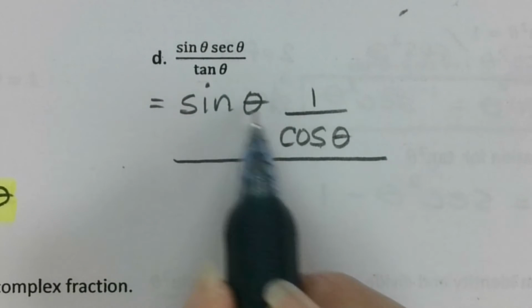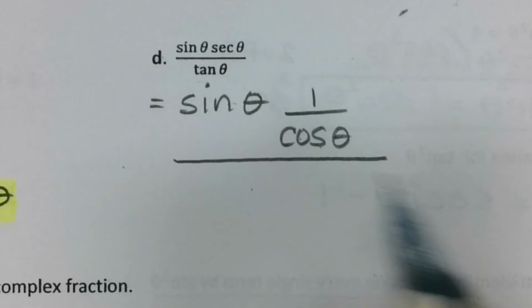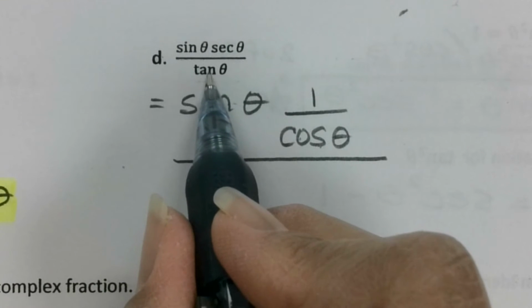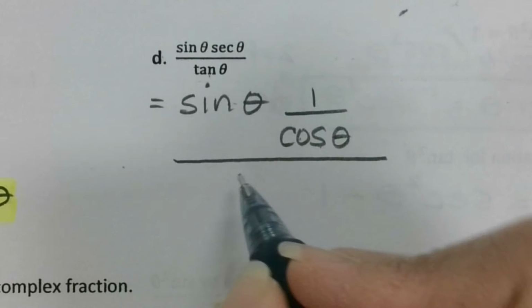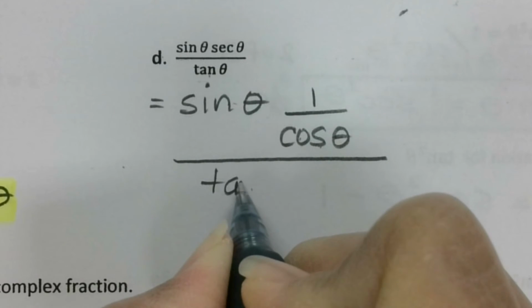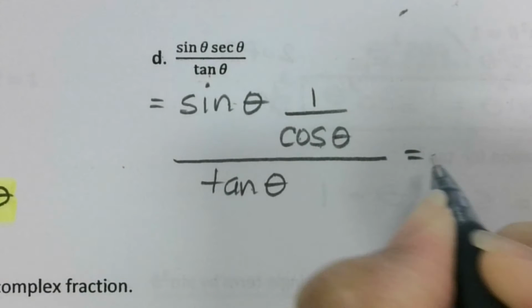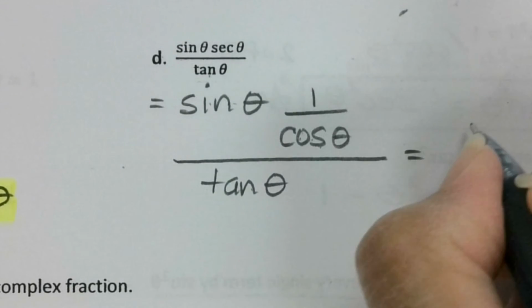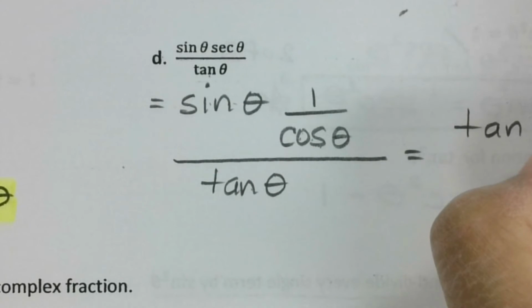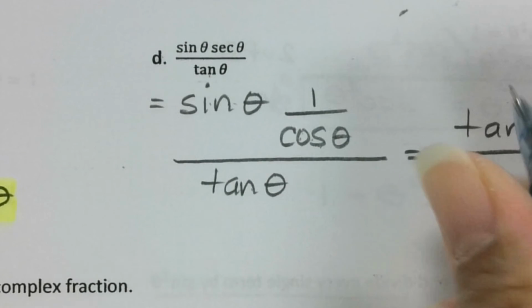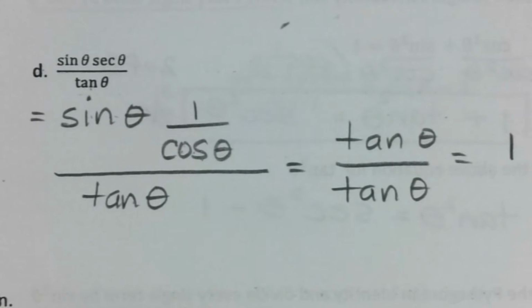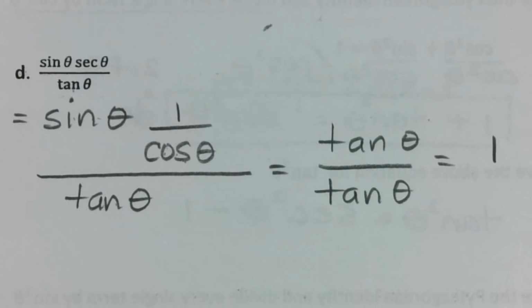I noticed that this right here is going to end up being tangent theta. And because this is tangent theta, I'm going to leave it as is, because look what's going to happen. I know this here ends up being sine over cosine, which is tangent theta, and this is just going to come over. So tangent theta over tangent theta is just going to equal a 1.